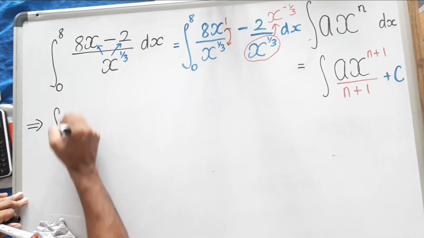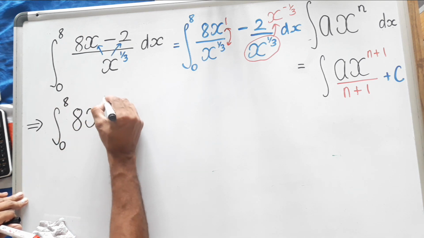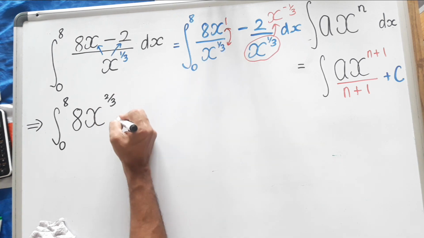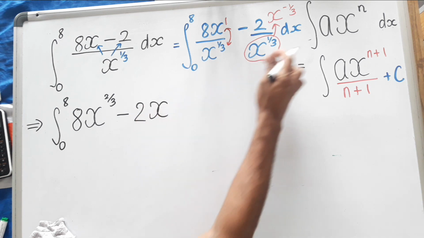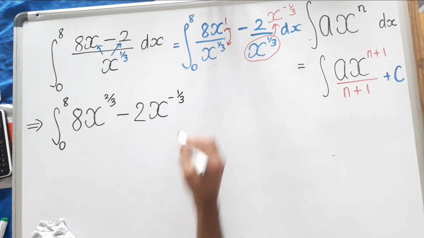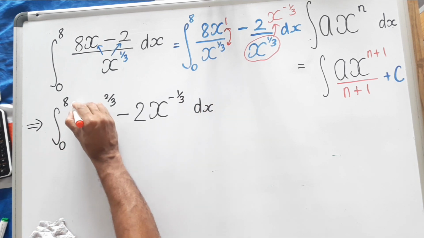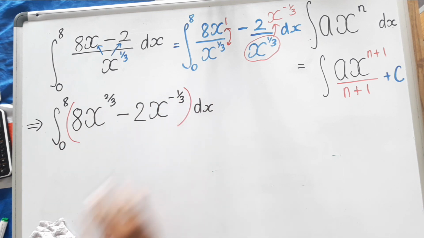So we are integrating between 0 and 8. We will get 8x to the power 2/3. 1 minus 1/3 is 2/3. And we said we would throw this x to the power 1/3 on top to get x to the power minus 1/3. Keep putting my dx here. I need to put my brackets here to show I'm integrating the whole thing.